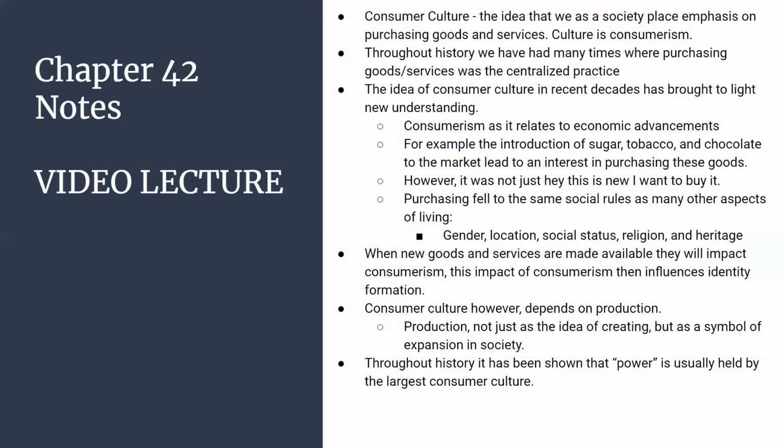Some of the criteria that dictated these social rules were gender, obviously, location, social status, religion, heritage. These things today still largely influence consumerism and the things that we purchase. Think location. If you live in a very rural place and you've got a lot of land and you can farm or grow your own produce, I'm not going to need to buy as much produce from the grocery store because I can grow it in my own backyard.